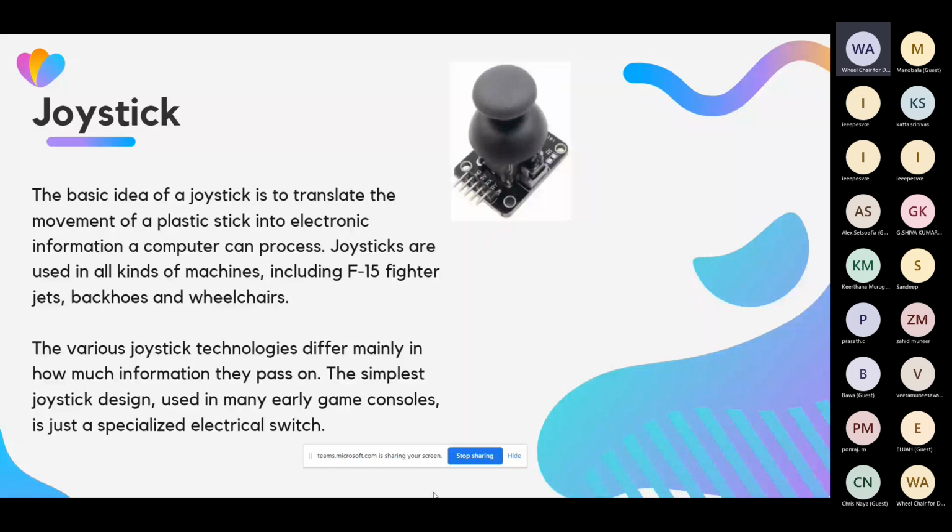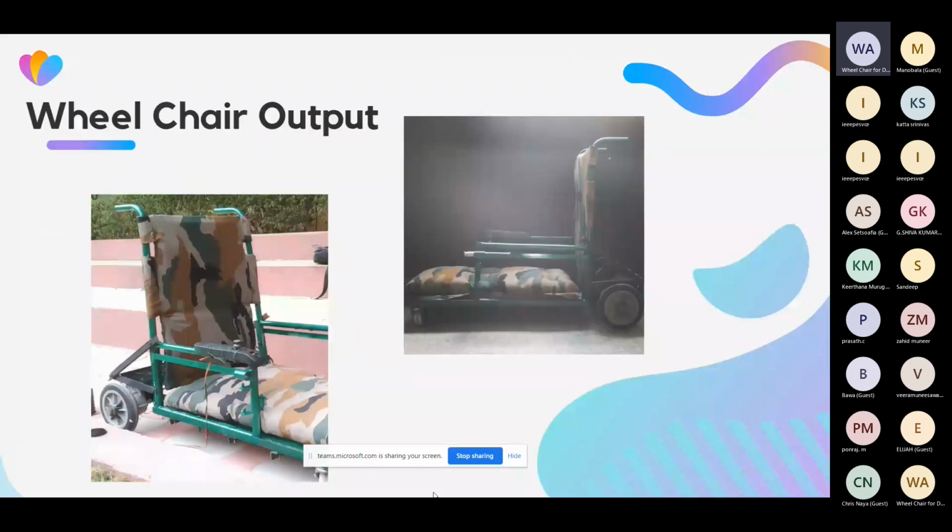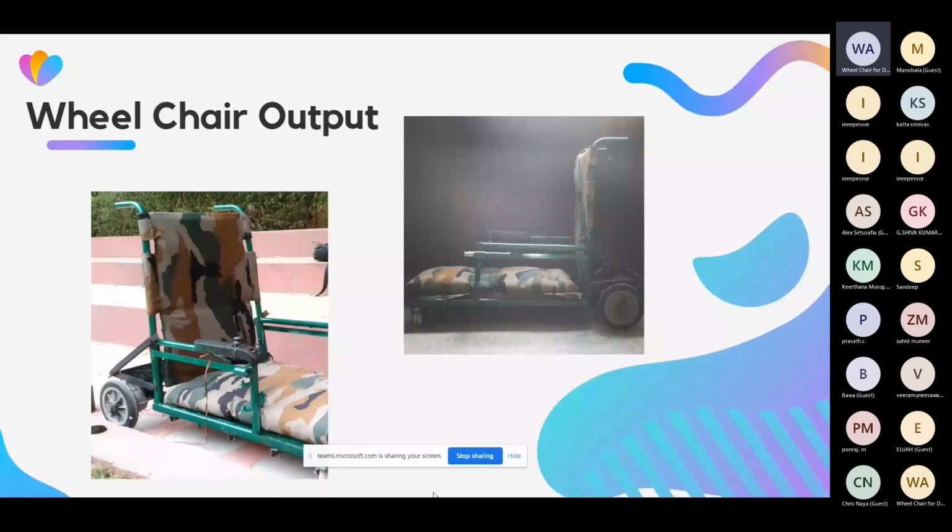And the next component that is used is the wheelchair. That means which is a mechanical output. We used iron parts to make the wheelchair. The picture that we have shown is the output of our wheelchair, which is a working model. And the working will be explained by my friend Pawan.